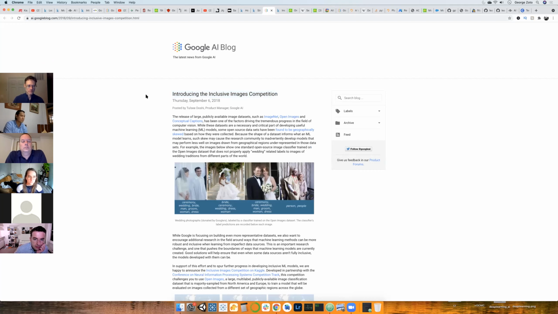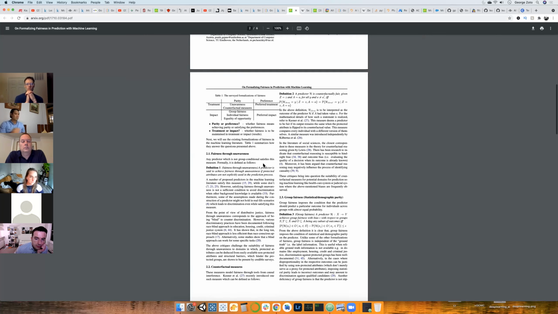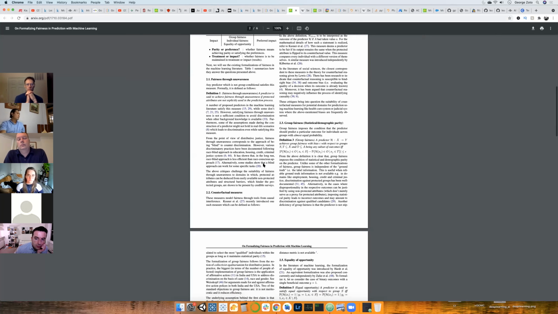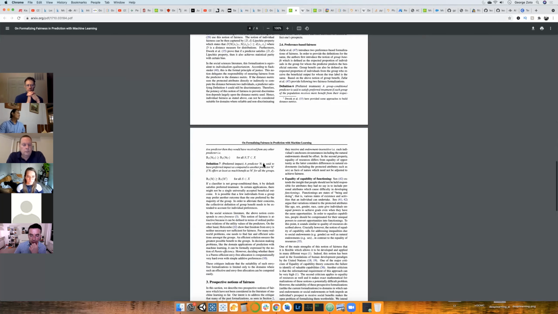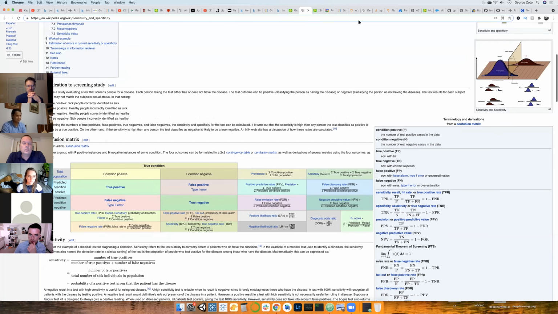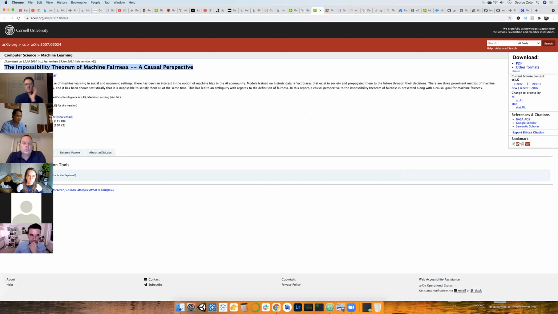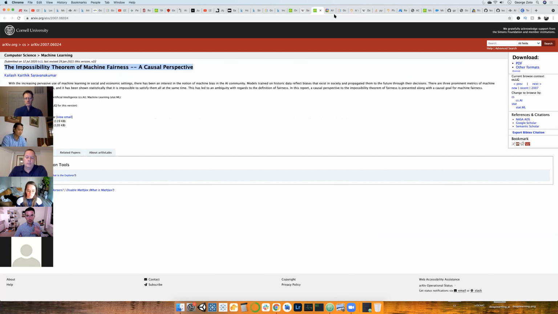This is the image competition, I think. Yep, the Inclusive Images competition. The different fairness notions that we saw: group fairness, demographic parity, equal opportunity. This came from this paper here. All these links I put on the Meetup page. Just a reminder of true positive and false positive rates. This impossibility theorem, I need to take a closer look at, says that you can basically only design a model to optimize one type of fairness.